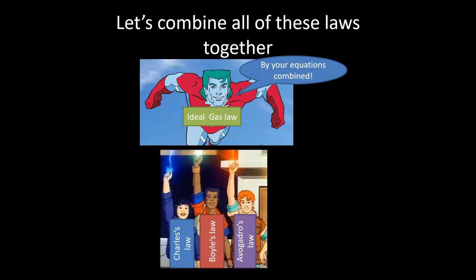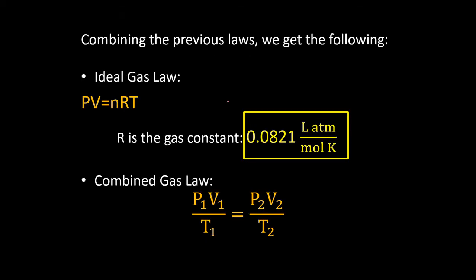All right, so let's take those three laws that we just looked at, Charles's law, Boyle's law, and Avogadro's law, and let's combine them to make an even more useful equation. So here we have the ideal gas law. By combining those equations, we can make a new equation. And if you're interested in how we got this equation from the previous ones, I encourage you to look at the book. I believe they do work through the derivation process of combining those three laws to give us this one.